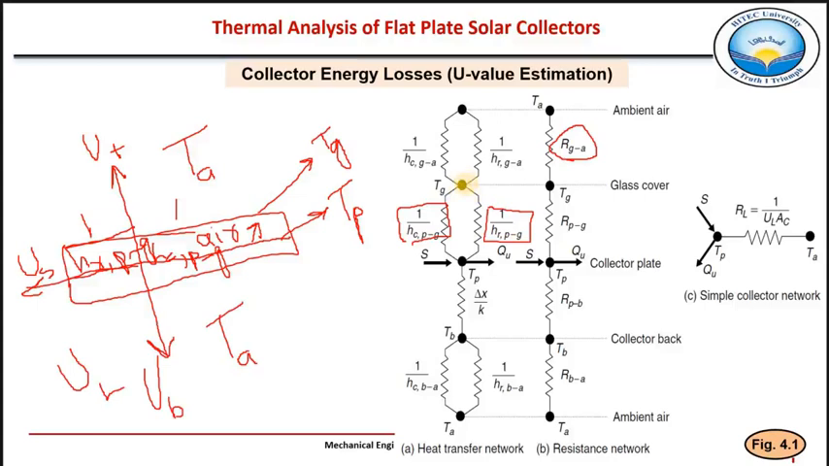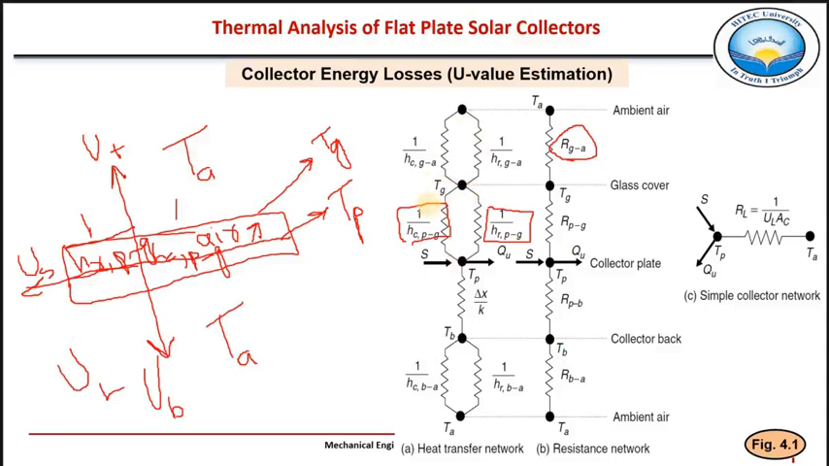If heat transfer through this glass cover is not negligible, then we have to account for the conduction heat transfer through this glass cover also. But that is assumed negligible. That's why we have written simply Tg. Otherwise, we have to include one more heat transfer resistance, which is the conduction resistance through this glass cover. So that is assumed negligible.